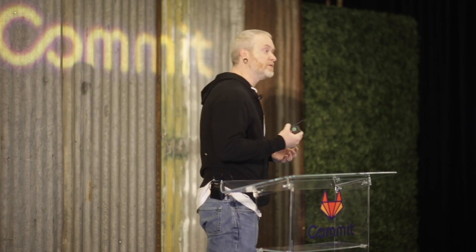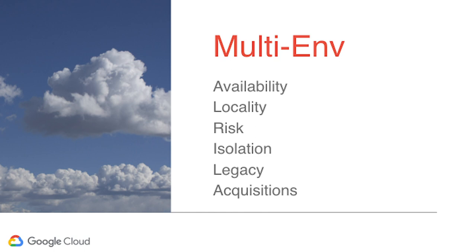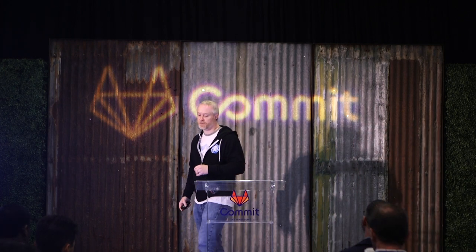Likewise, isolation. Many people end up with multiple clusters or multiple environments so that they can prevent cross-contamination. They have a blast radius. Make sure that, God forbid, you fat finger your update, you only take down some portion of your applications, right? Also, people have this legacy stuff, these things they built before the cloud native era. And the last one that comes up a lot is acquisitions, right? You pick up a smaller company, they're already using Amazon and you're in Google, or they're using on-prem and you're in cloud, or vice versa. Bridging these environments together is becoming increasingly important.